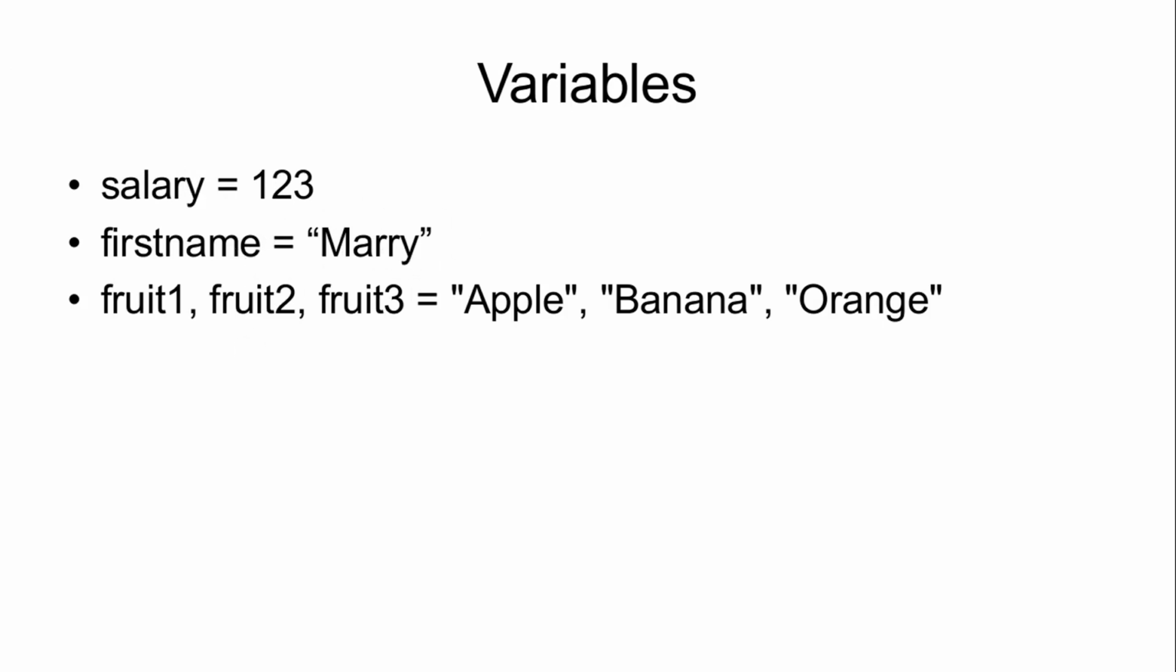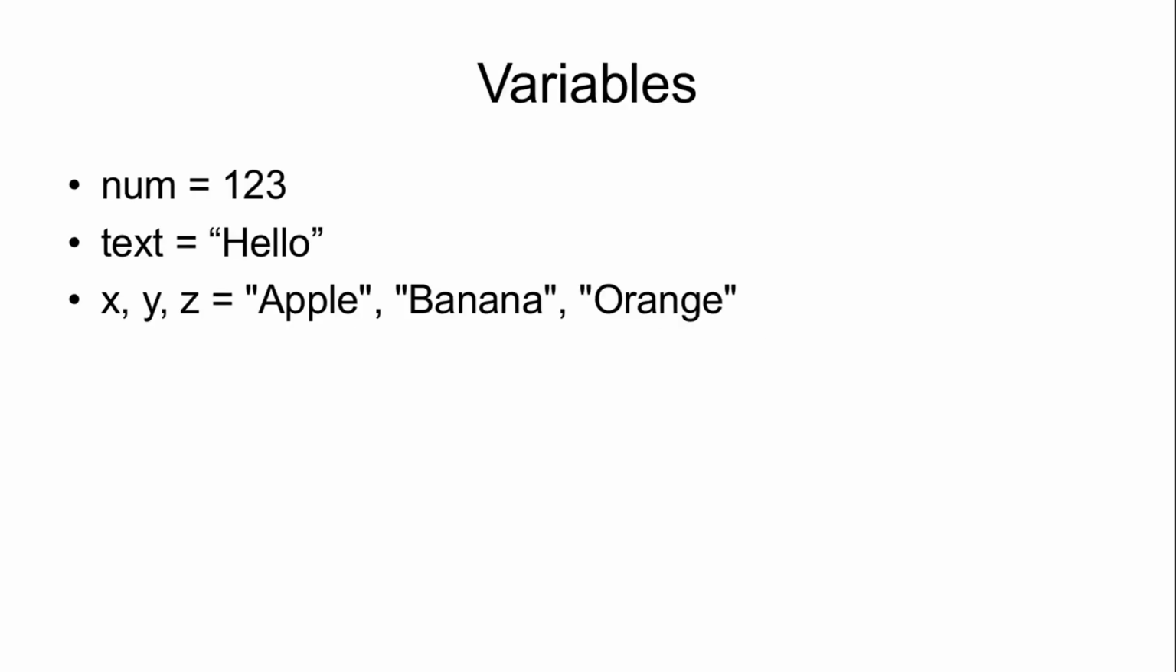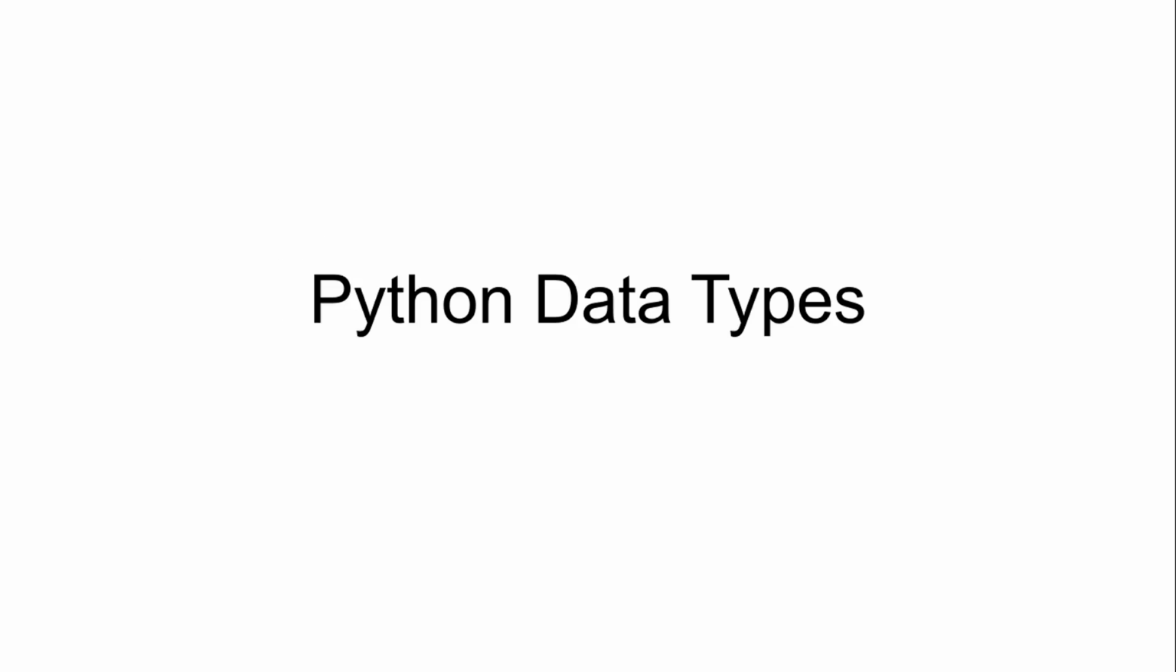One of the coolest features in Python is that you can assign multiple variables values at the same time. For example, fruit1, fruit2, fruit3 will have the values apple, banana, and orange respectively. We always want to give our variables a meaningful name. So X, Y, Z as variables can be assigned the values apple, banana, and orange in the same line.